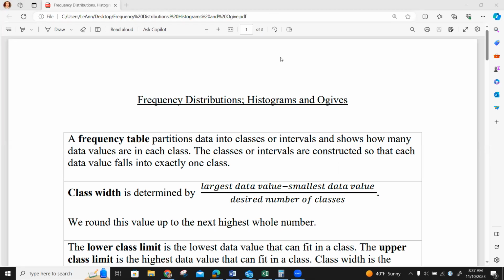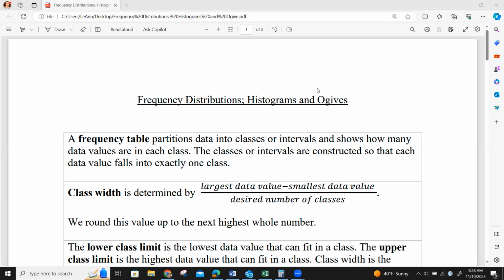All right, this is a video about frequency distributions and graphical representations of those, which are histograms and ogives. A frequency table partitions data into classes or intervals and shows how many data values are in each class. The classes or intervals are constructed so that each data value will fall into exactly one class, so we don't have any ambiguity or overlap between the classes.